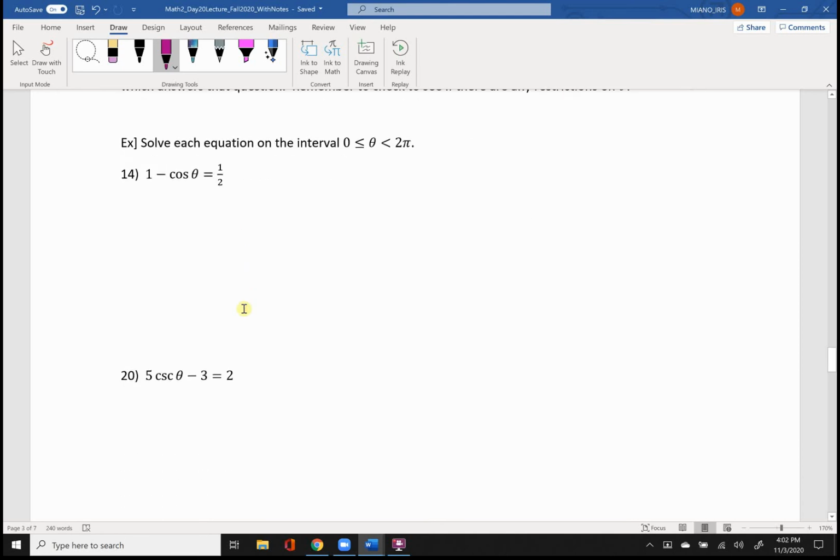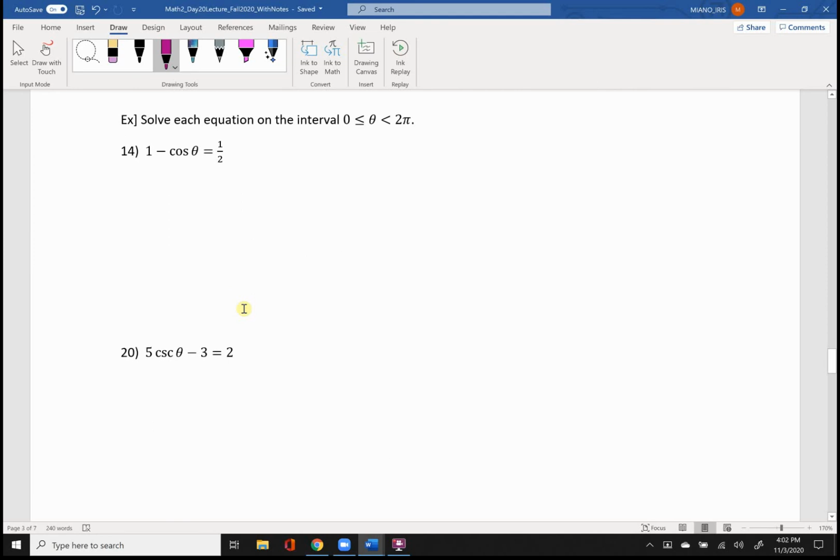Okay, so here we go. Let's solve each equation over the interval from 0 to 2 pi, including 0 but not 2 pi, which also is equivalent to 0. Okay, starting with number 14, we want to solve for theta, okay? So the first thing we'll want to do is subtract 1 from both sides. And what will that look like? Well, it'll give us a negative cosine theta is equal to, well, 1/2 minus 1 will be a negative 1/2. So we'll multiply both sides by -1, and we'll get cosine theta equals 1/2.